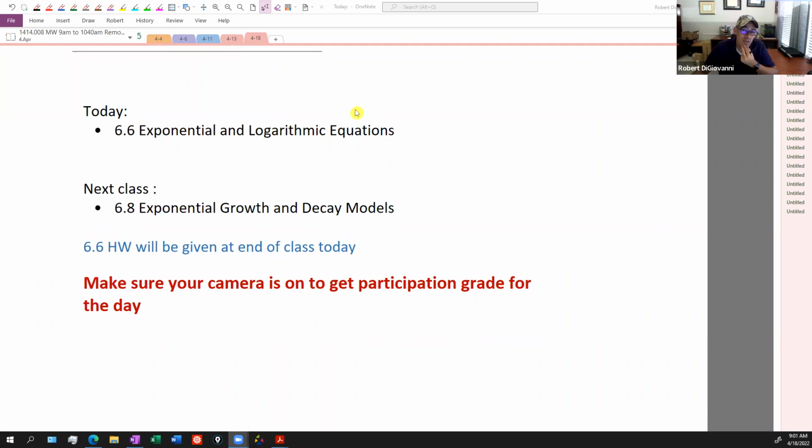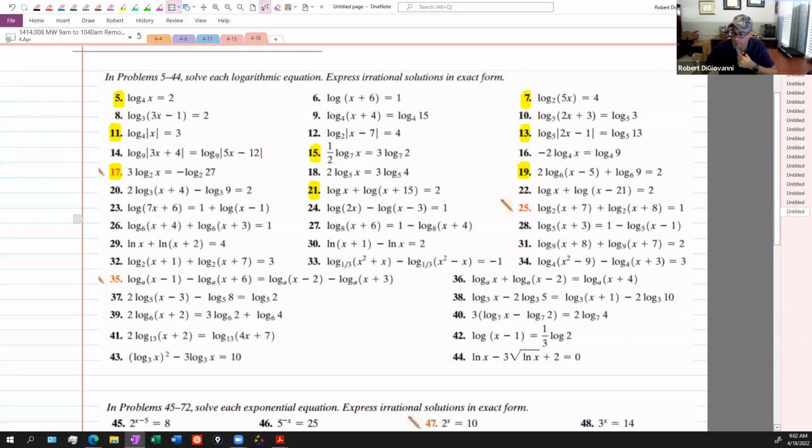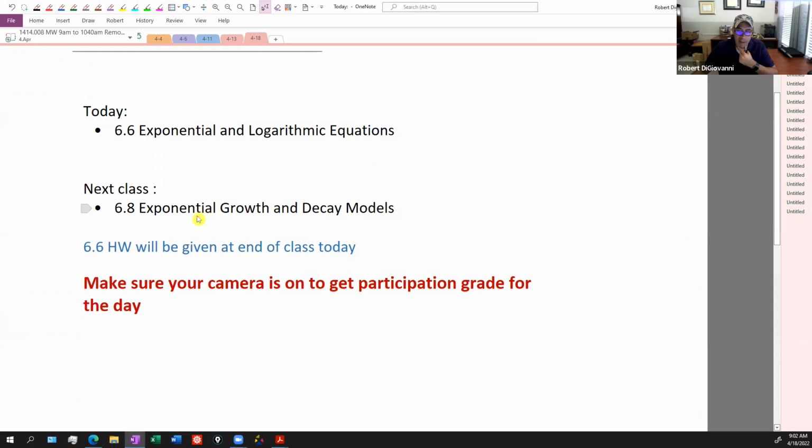Any questions over the problems that I asked you to take a look at last class? No? We have a ton of problems to do today, so we're just going to start grinding away at this. Today, we're going to finish up exponential and logarithmic equations. The assignment will be given after class, and it'll come right off of that sheet that I gave you. Next class, we're going to do some applications, growth and decay models.